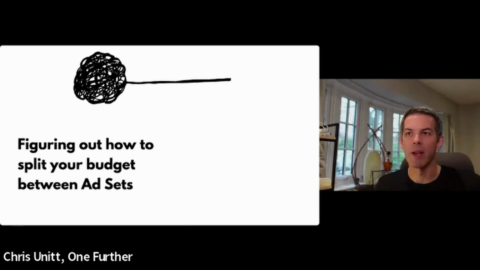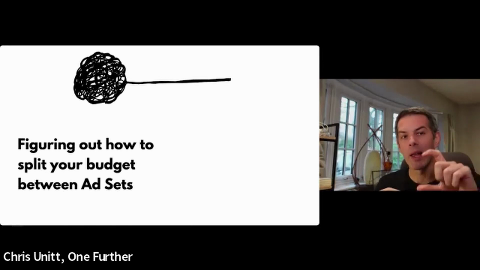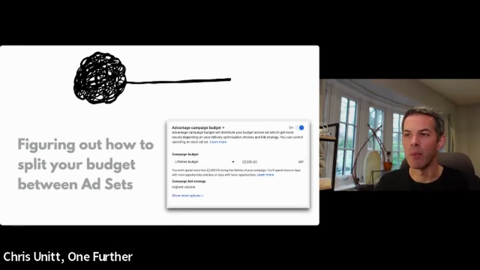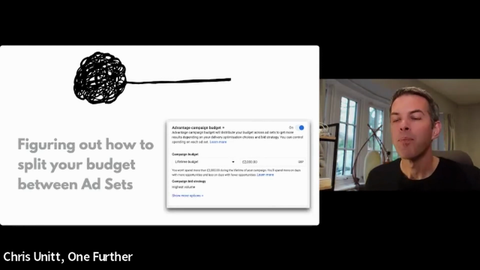One of the tricky things was always, how do you choose how much budget to allocate to each of those? It used to be a matter of guesswork. The functionality that we've got in there now changed its name. It used to be called campaign budget optimization. It's now called Advantage Campaign Budget.